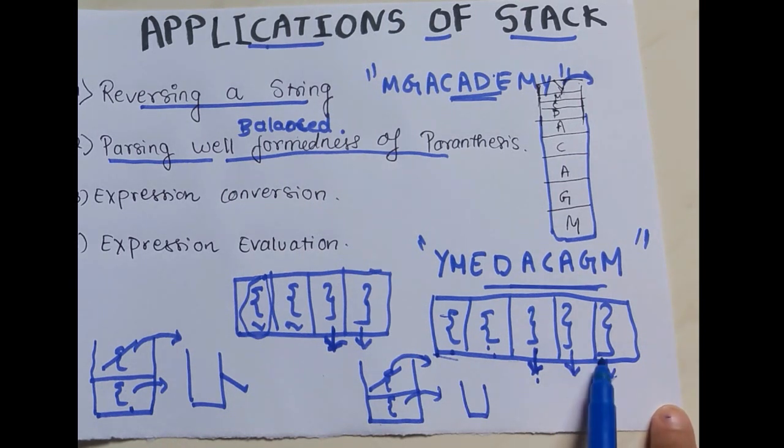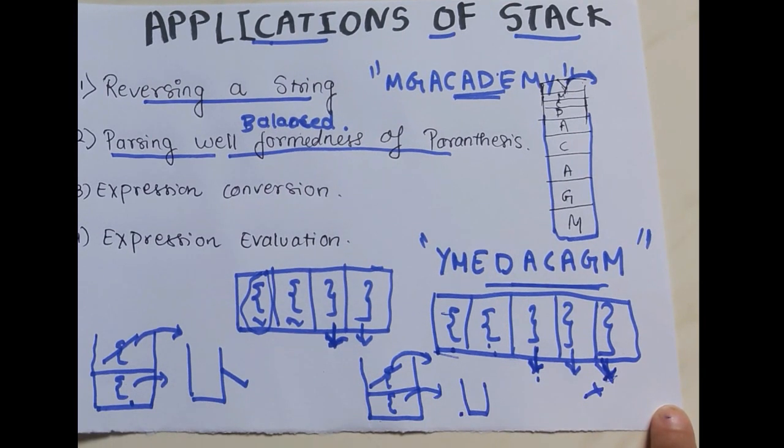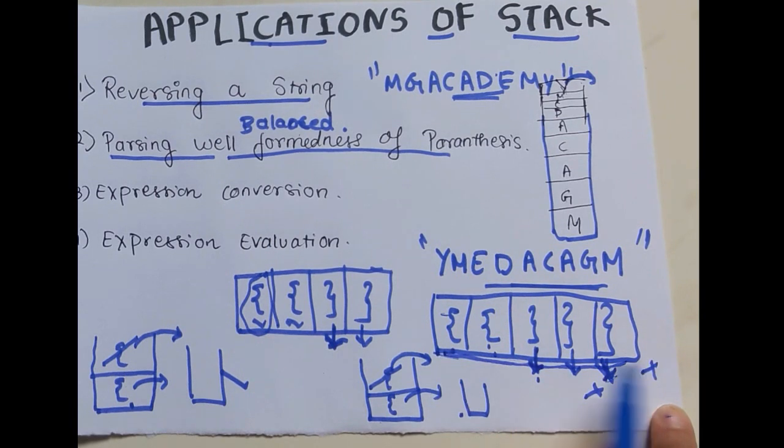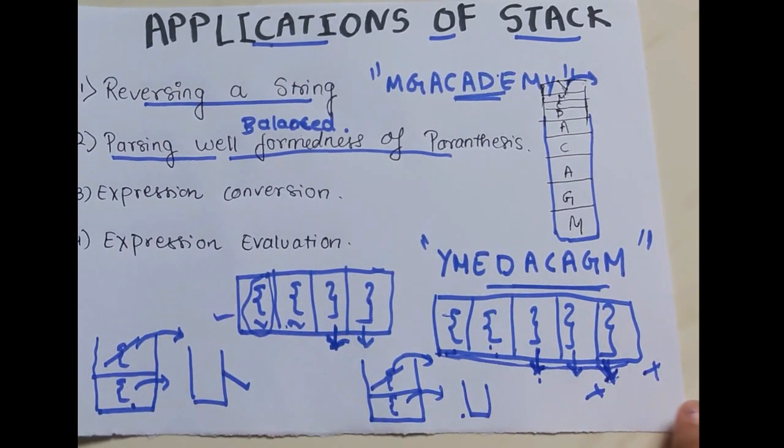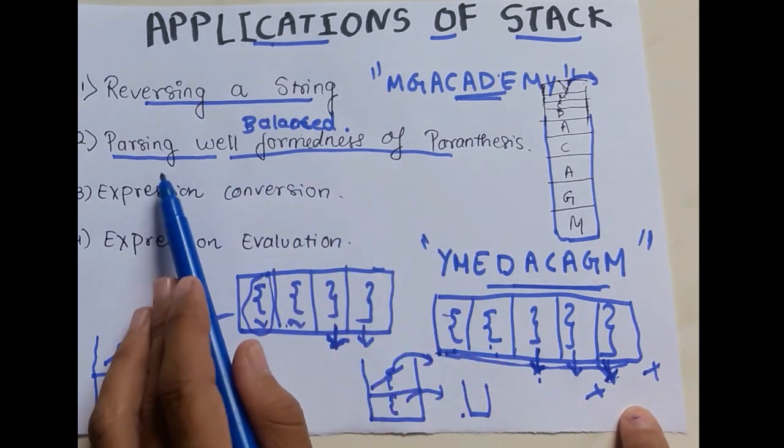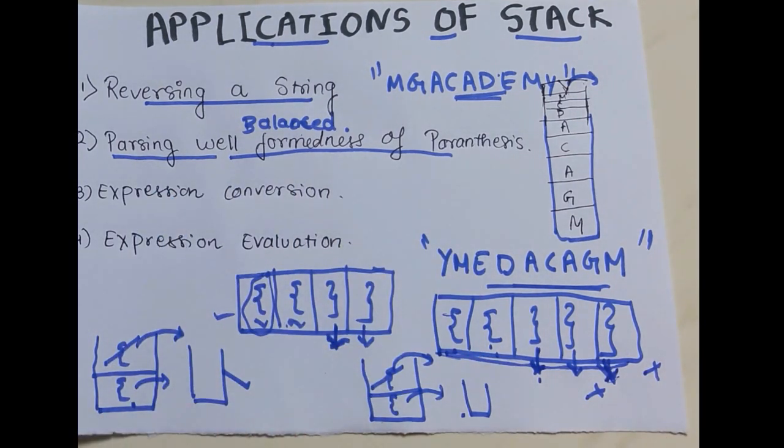But now there is one right parenthesis, but there is no left parenthesis to be matched. So we can say that the given string is not balanced and this string is balanced. So with the help of stack, we can check whether the parentheses given in any expression or program are balanced or not.